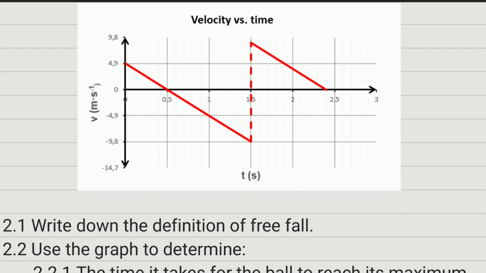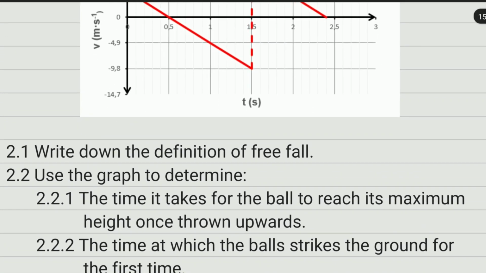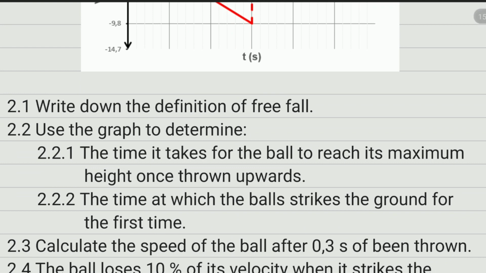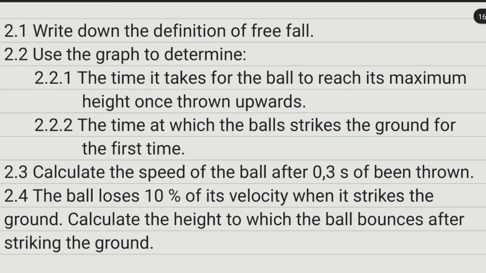Now 2.1, write down the definition of a free ball. 2.2, use the graph to determine the time it takes for the ball to reach its maximum height once thrown upward, the time at which the ball strikes the ground for the first time, and calculate the speed of the ball after 0.3 seconds of being thrown. And the last one, say the ball loses 10% of its velocity when it strikes the ground. Calculate the height to which the ball bounces after striking the ground.